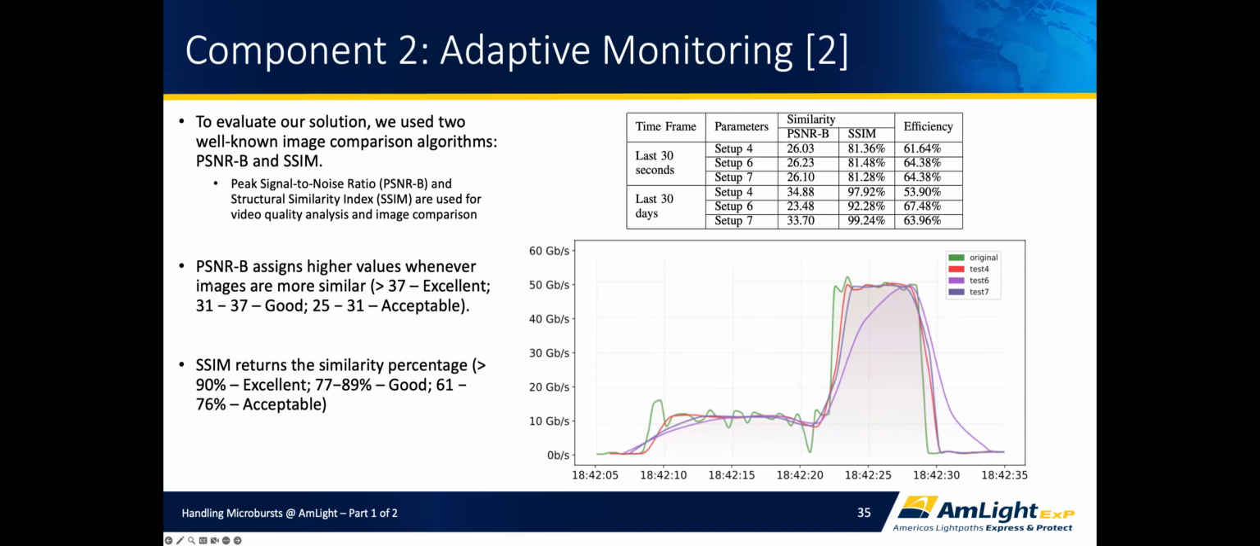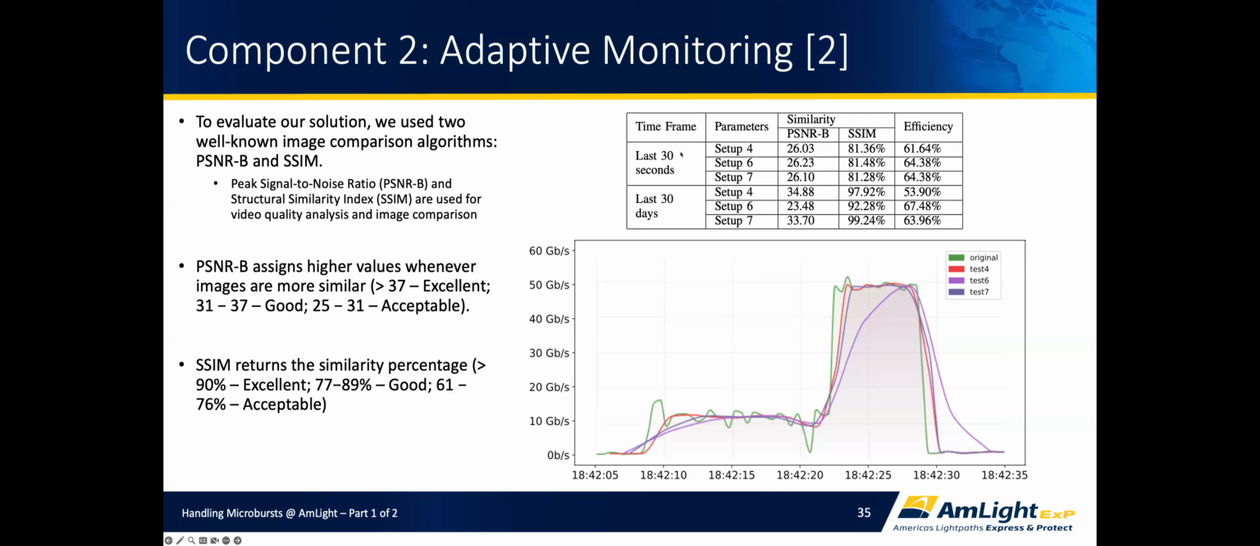So the PSNR has this scale here. If the number is greater than 37, it's excellent. 31 to 37, good. 25 to 31, acceptable. And for SSIM, 90% is excellent. 75 to 89, good. 61 to 76, acceptable.